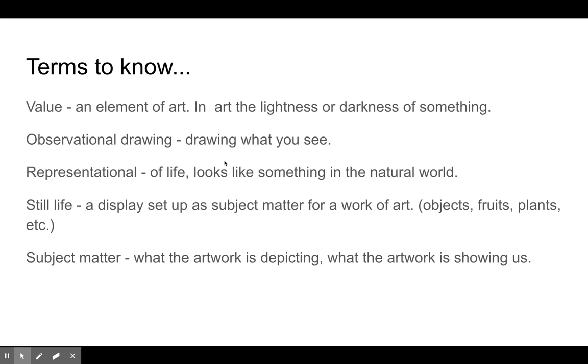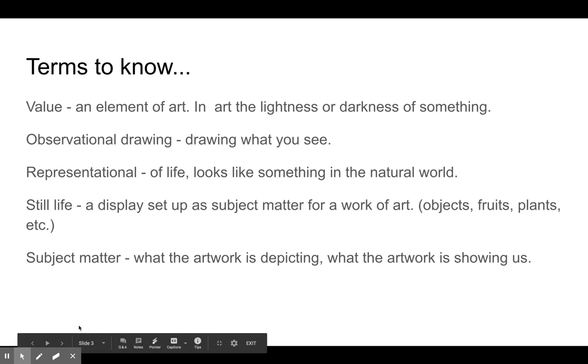So drawing what you see directly in front of you is different than drawing from a picture. Representational means lifelike, so it looks like something in the natural world. And then the definition of still life is a display set up as subject matter for a work of art. So that could be objects, fruits, or plants. And if you don't know what subject matter is, it's what the object is depicting. So depending on what is in your still life, that will make up your subject matter. So it's whatever the artwork is showing us.